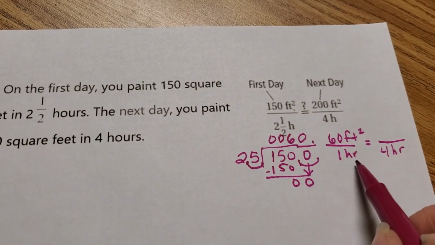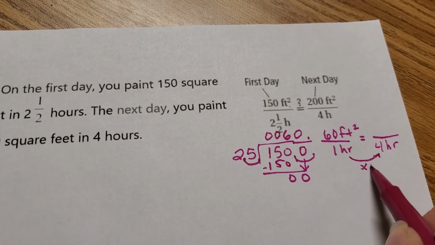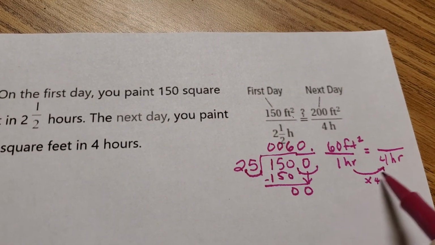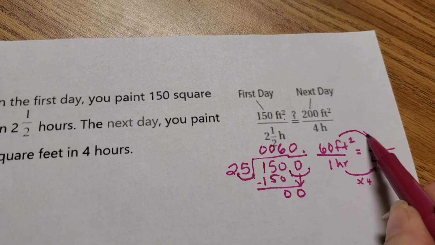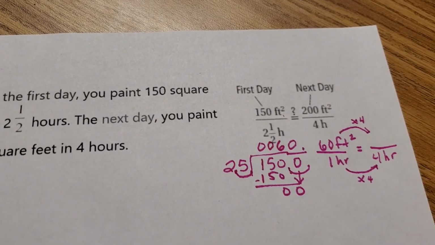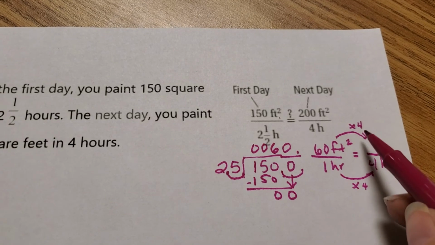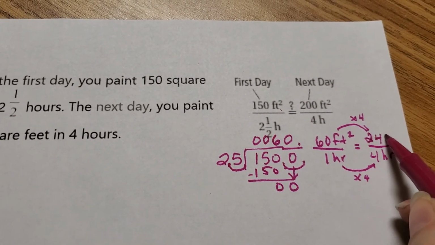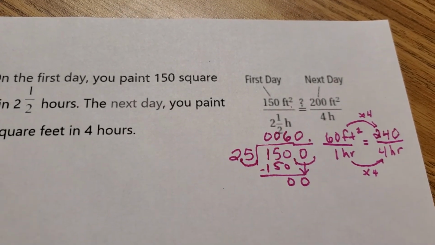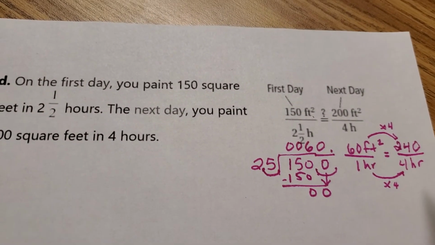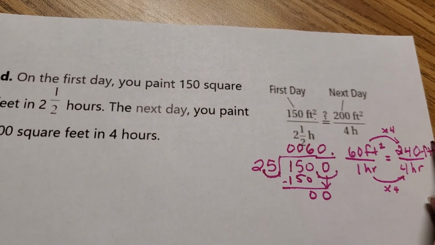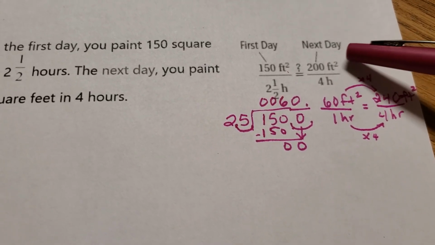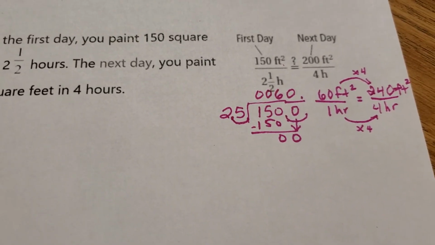So in order to do this, I know I have to multiply 1 by 4 to get my 4 hours here. If I multiply my denominators by 4, I have to multiply my numerators by 4 also. And I know that 6 times 4 is 24. Add a 0 to that, and we get 240 feet squared. And we know by looking at this that these two do not match. So therefore, these are not equivalent.